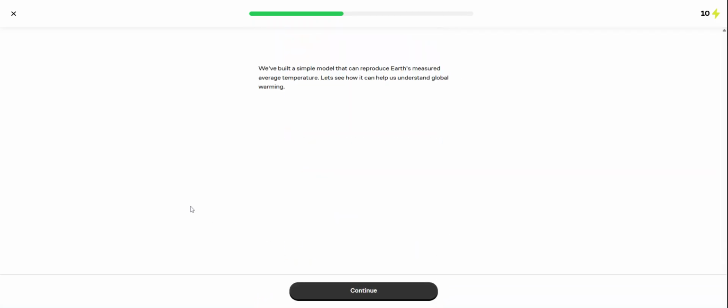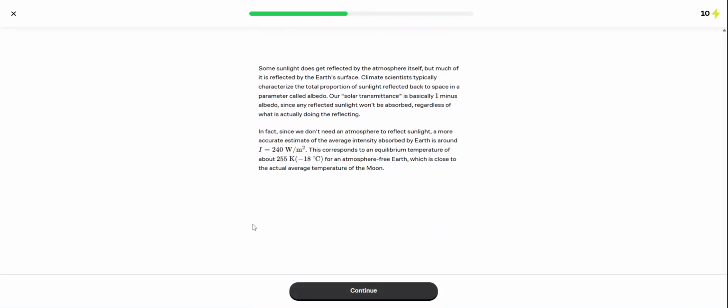We've built a simple model that can reproduce Earth's measured average temperature. Let's see how it can help us understand global warming. Some sunlight does get reflected by the atmosphere itself, but much of it is reflected by the Earth's surface. Climate scientists typically characterize the total proportion of sunlight reflected back to space in a parameter called albedo. Our solar transmittance is basically 1 minus albedo, since any reflected sunlight won't be absorbed, regardless of what is actually doing the reflecting.